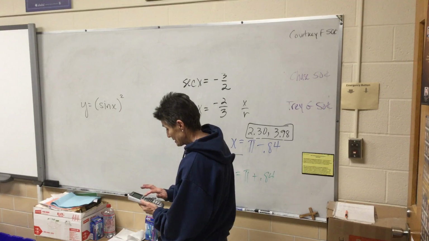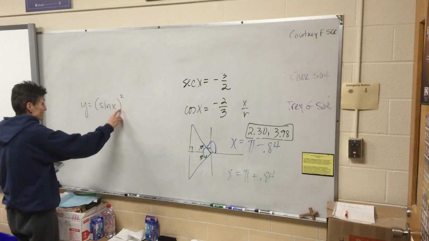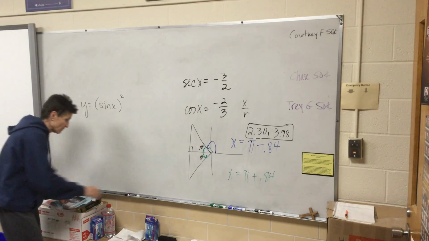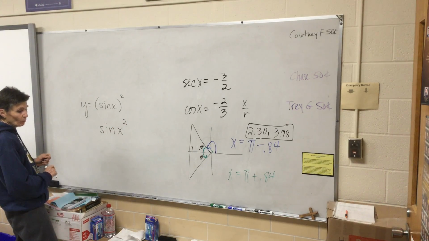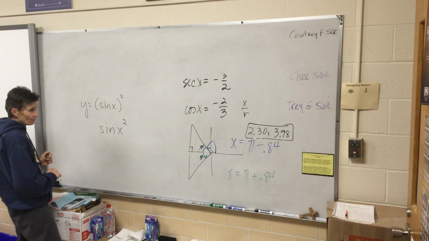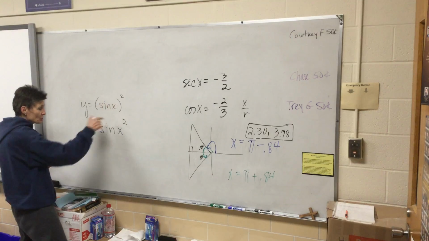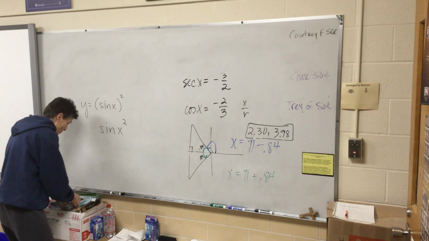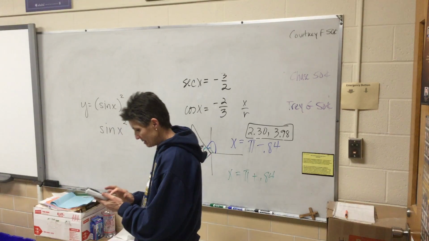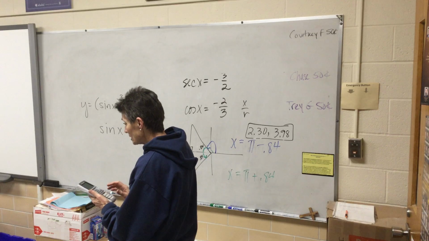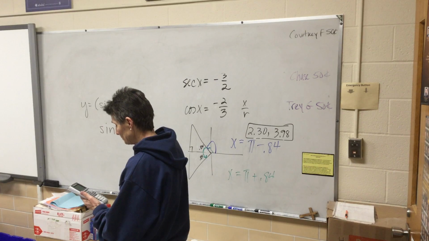Now, let's type in the equation. Please make sure that you have parentheses around sine x. Because if you don't put parentheses in, what will the calculator do? It'll square the x. You want it to square the sine. So we're going to type in parentheses, sine x, close the parentheses, and square it. And hit graph.